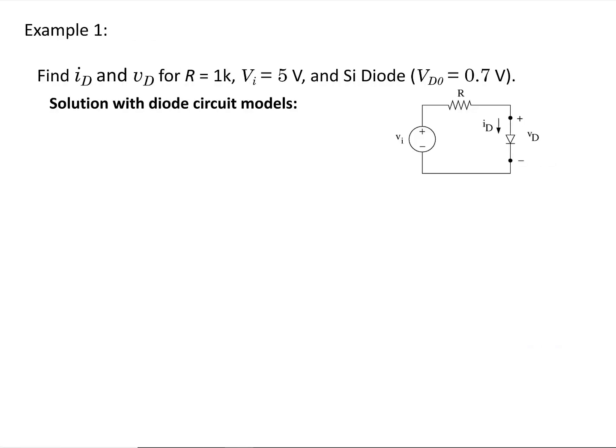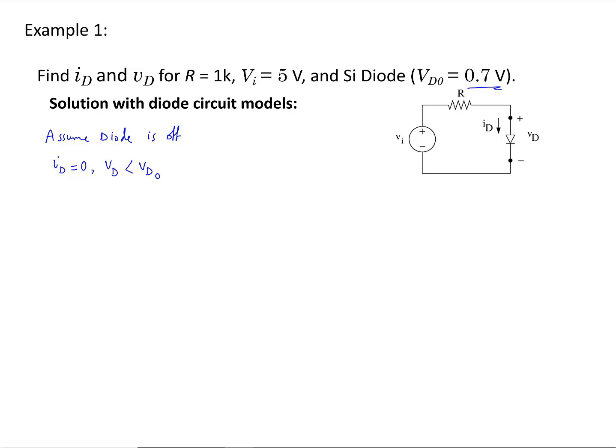Okay, let's solve an example. Now this is the same circuit that we just saw, but here I have some values for VI, R, and I know the cut-in voltage or built-in potential of the silicon diode, which is given as 0.7 volts. So I'm going to start by assuming a state for the diode. Let's say that we're going to assume that the diode is off. This assumption means that ID is equal to 0 and VD is less than VD naught.